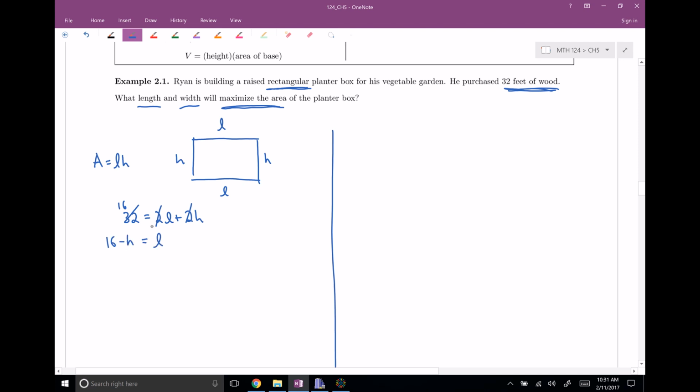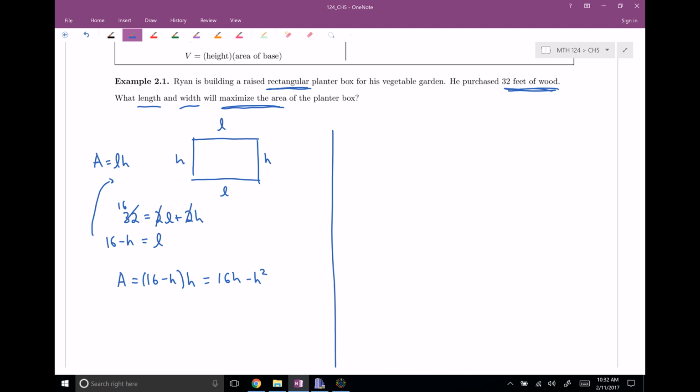Now that I've solved for L, I'm going to take that and plug it into my equation up here, giving me a formula for area that just has one variable. So area is equal to, instead of L, I'm going to write 16 minus H, and then times another H. Getting ready to take a derivative here, I'm going to rewrite this as 16H minus H squared. So now this is an area formula, but it only has one variable. And now I'm ready to maximize, right?